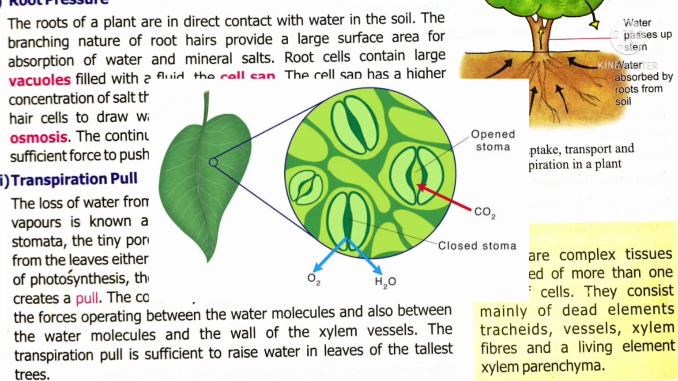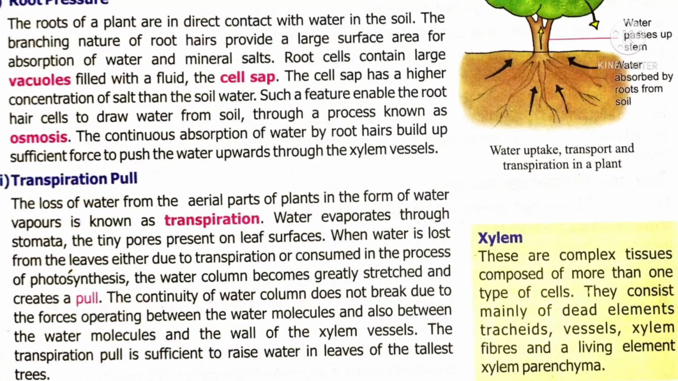Pore means a hole-like structure, which is present in the leaves, mainly on the under surface of the leaf. Through this, excess water is eliminated. This process is called transpiration. Because of this continuous removal of water by transpiration from the leaves of the plant, and also because water is used up in photosynthesis, the water column becomes greatly stretched and creates a strong pull upwards. The continuous water column does not break due to the force operating between water molecules and also between the water molecules and the wall of the xylem vessels.